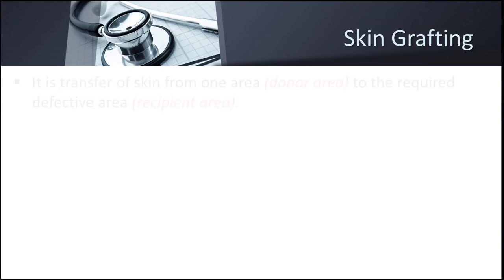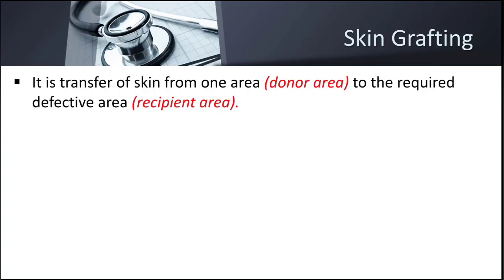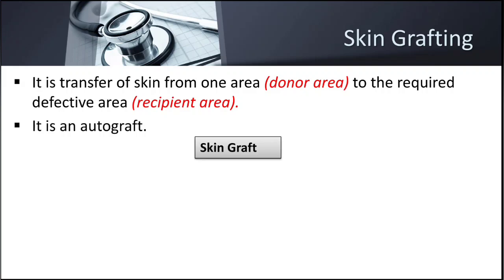In this video, we are going to talk about skin grafts, right? So what is skin grafting? This is transfer of skin from one area, we call that a donor area, to the required defective area. We call that a recipient area. And a skin graft, as I said in the previous video, is an example of an autograft, right?